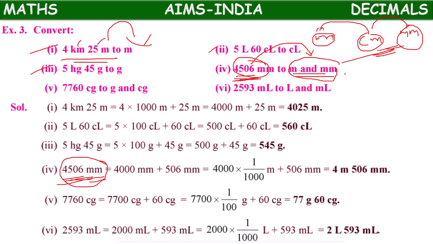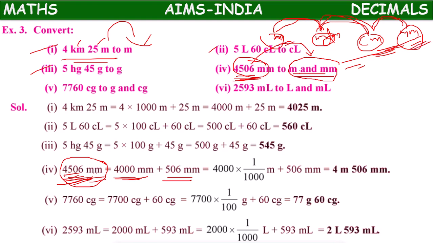One minute, children. In what way have they given it here? 4,506 millimeter. What have they done? They have separated 4,000 millimeters plus... sorry, deci is there. Before centimeter, decimeter. Before decimeter, we have meter. 3 places: 1, 2, 3. Means by 1,000 we have to divide for converting millimeter into meter.